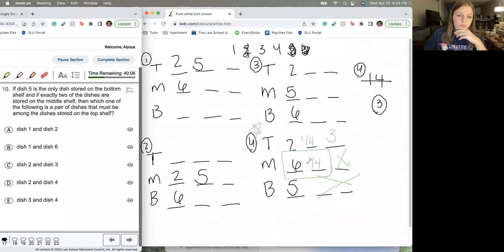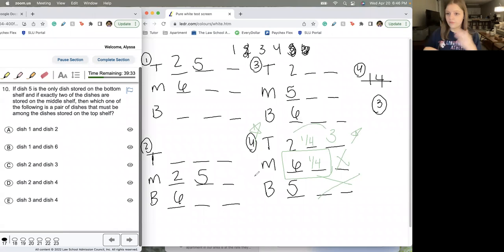Then the rest of the question says, which one of the following is a pair of dishes that must be among the dishes stored on the top shelf? So this is one of those questions where we could predict it because it's talking about the dishes themselves, and it's a must be true, which means it has to be concrete, has to happen all the time. So if we're looking at the top shelf for this question, I'm looking for the variables that are set in stone. I'm not going to move around. So my prediction right off the bat is 2 and 3. 2 and 3 have to go at that top shelf.